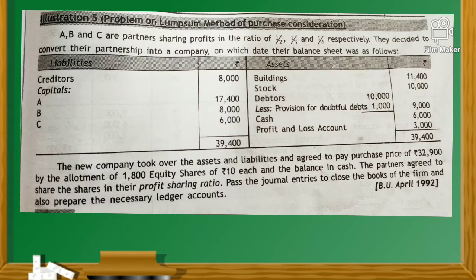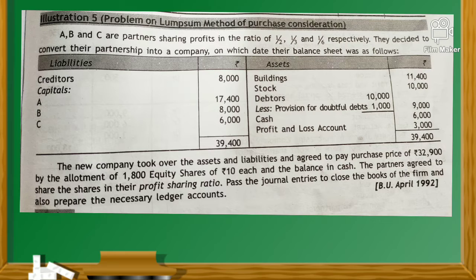Now look at the problem which is on your screen. We are preparing the purchase consideration and also passing the entries of the vendor firm based on the lump sum method. Got the point? So look at the problem here. A, B and C are partners sharing profit in the respective ratios which are given, and they decided to convert their partnership firm into a company. So now we need to close the books of that firm.